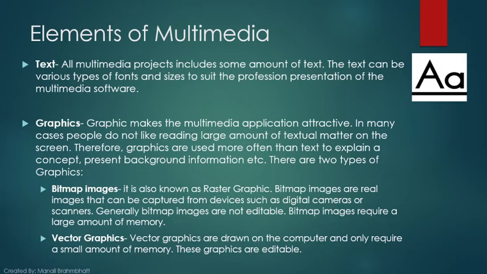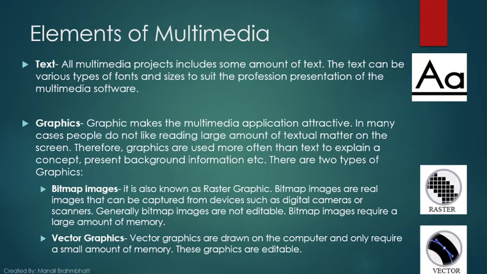In many cases people do not like reading a large amount of textual matter on the screen. Yes, that is true. Therefore graphics are used more often than text to explain a concept, present background information, etc. There are two types of graphics. One is called the bitmap image, also known as the raster graphic, and another one is the vector graphic.